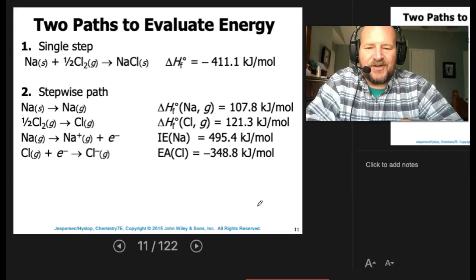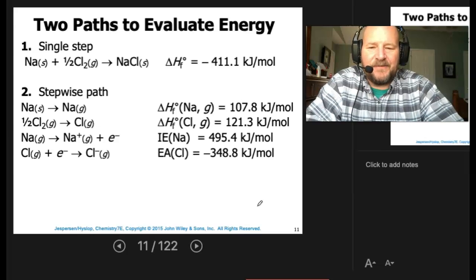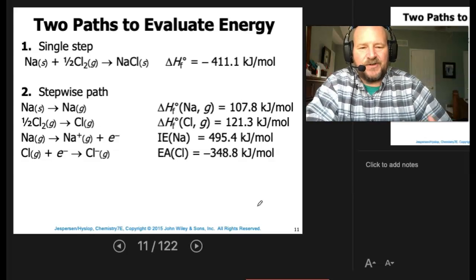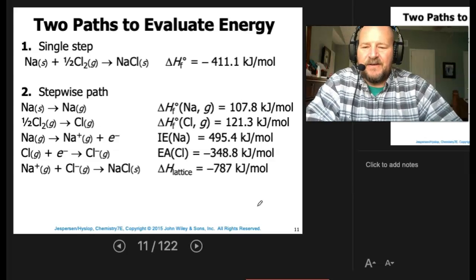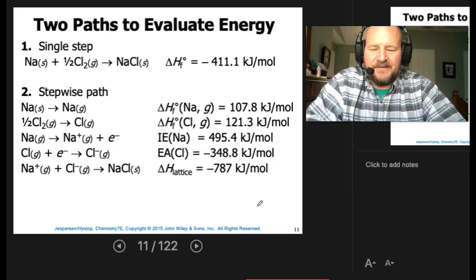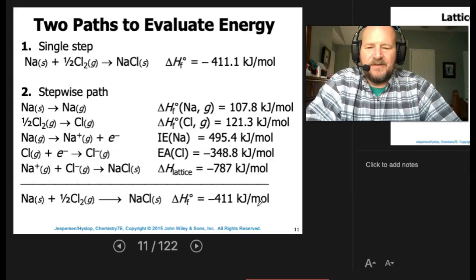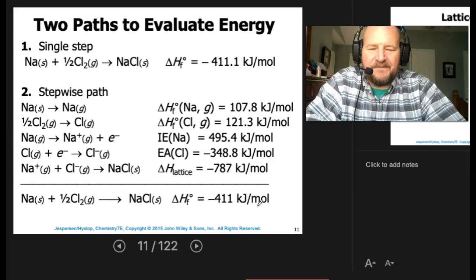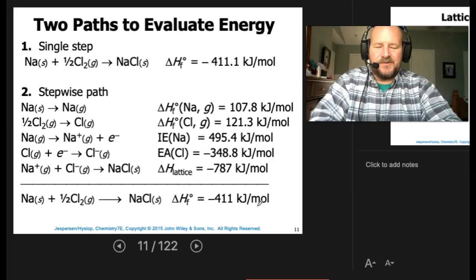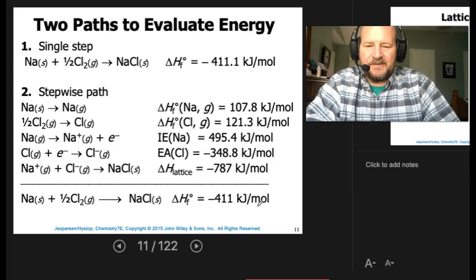Chlorine to gain an electron, negative 348.8. So we can see that chlorine wants to gain the electron, right? So it's actually going to give us energy in order to accept that electron. Now bringing these two together to make a solid is negative 787 kilojoules per mole. When we sum all of this up, we're going to arrive at the same negative 411.1 kilojoules per mole. All right, so again, just applying Hess's law to our single step formation and looking at all the different steps that are involved.